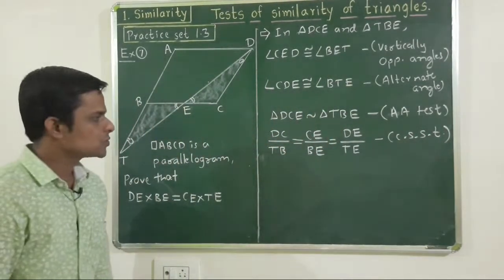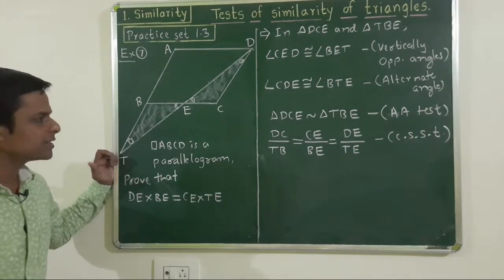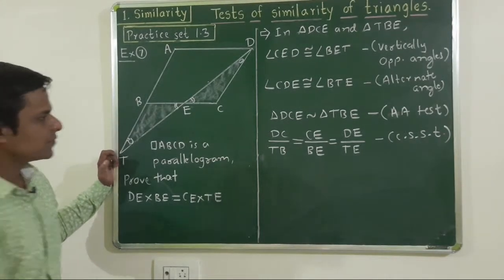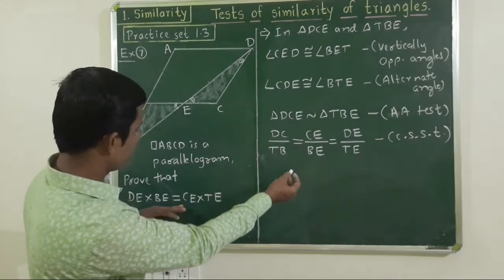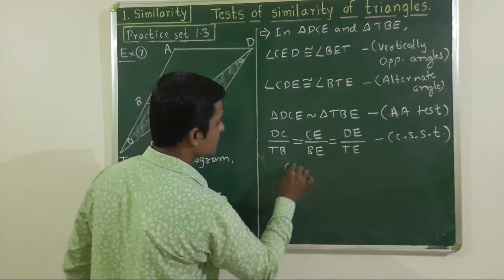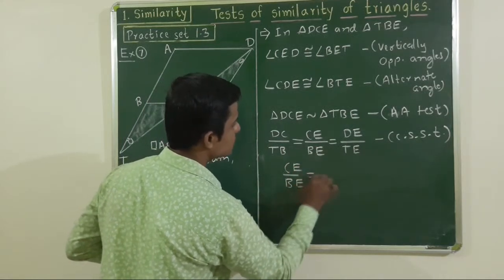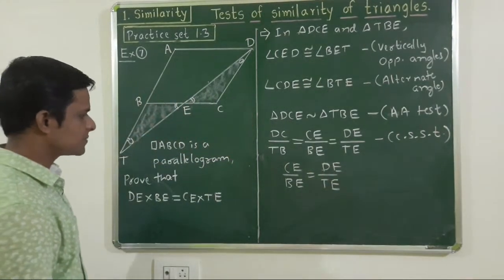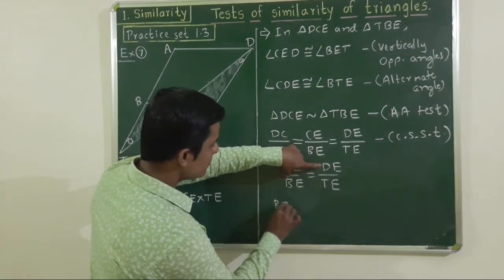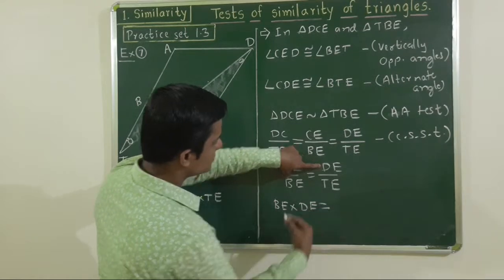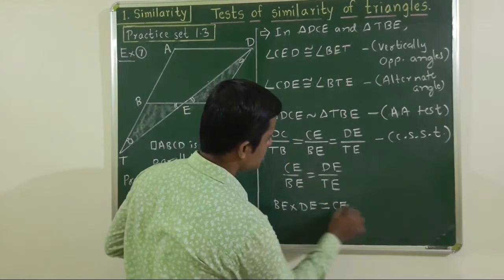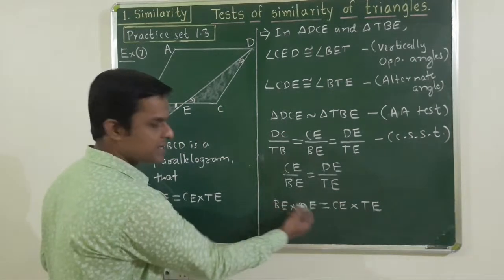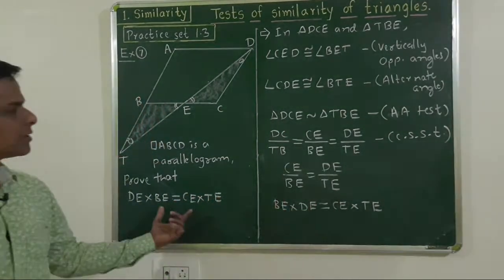Now again, out of these three ratios we'll use only two ratios, and we don't want one ratio, therefore we'll not use that one ratio. And which one is that? That is the first one. Since nothing about DC and TB we have to prove, therefore writing these two ratios again, that is CE upon BE is equal to DE upon TE, and by cross multiplication we will get the required answer, that is BE into DE is equal to CE into TE, and that is our target. DE into BE or BE into DE, both are same, is equal to CE into TE. Yes, we have reached our target.